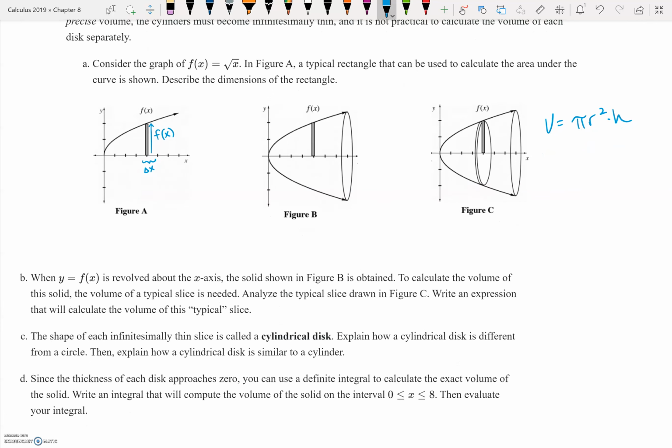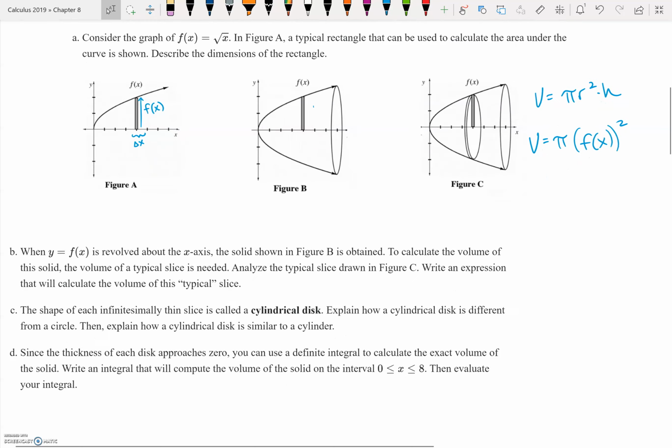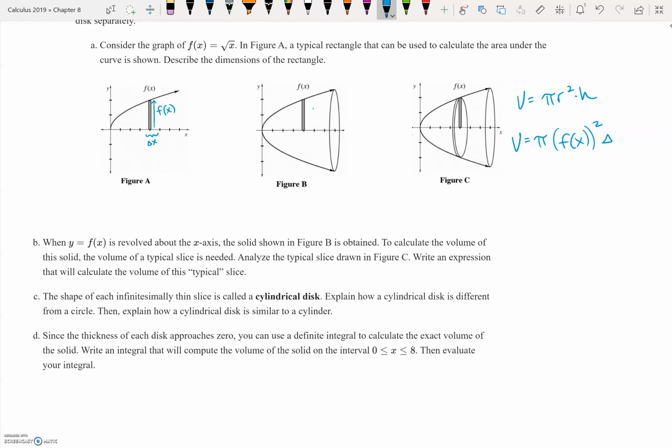It says that when f of x is revolved around the x-axis, the solid in figure B is shown. To calculate the volume of the solid, a typical slice is needed. We're going to write an expression that will calculate the volume of this slice. So since our volume is pi r squared times height, we could then say it's pi. The radius is going to be the height of our rectangle, which is f of x. So we'll say this is f of x squared, so r turns into f of x, and then our height is going to be our change in x. So that's going to be our representation in terms of our function.